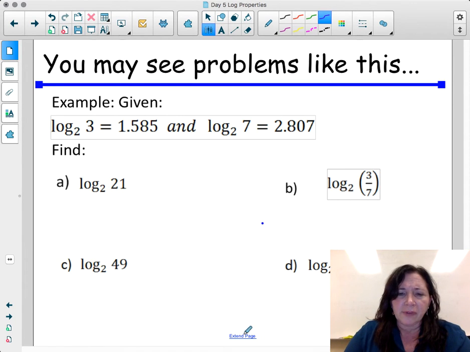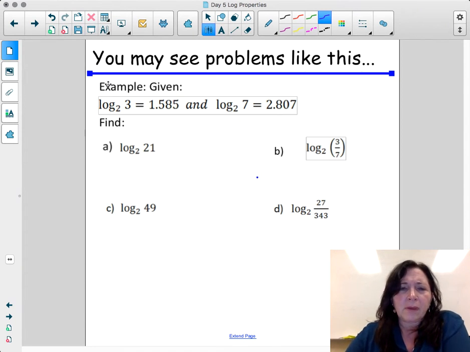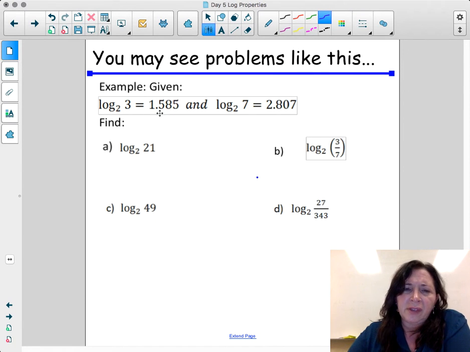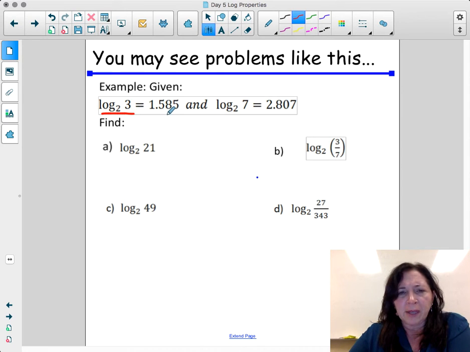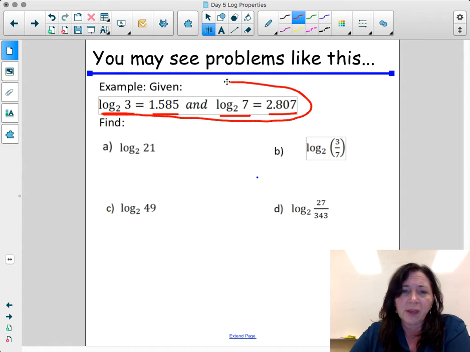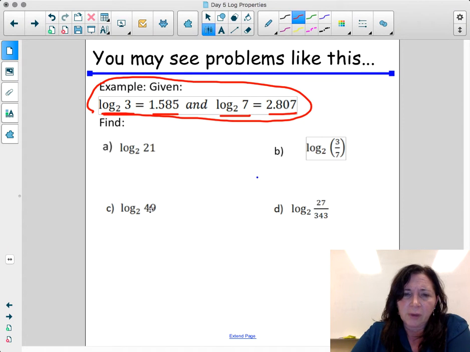Okay, so for these problems, what you're going to see is this. You're going to see a problem where you can't use your calculator and you're only given that log base 2 of 3 equals 1.5 and log base 2 of 7 is equal to 2.8. That's all you're given. That's the only information that you're allowed to use to find the answer to this problem. So you're going to have to somehow simplify each one of these values so that they reflect this here.